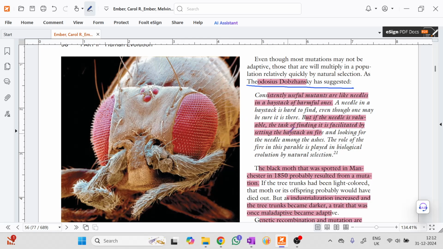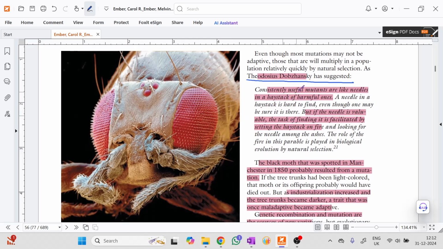Theodosius Dobzhansky had said that consistently useful mutants are like needles in a haystack of harmful ones. But if the needle is valuable, the task of finding it is facilitated by setting the haystack on fire and looking for the needle among the ashes. So the role of fire is played by the biological process of natural selection.